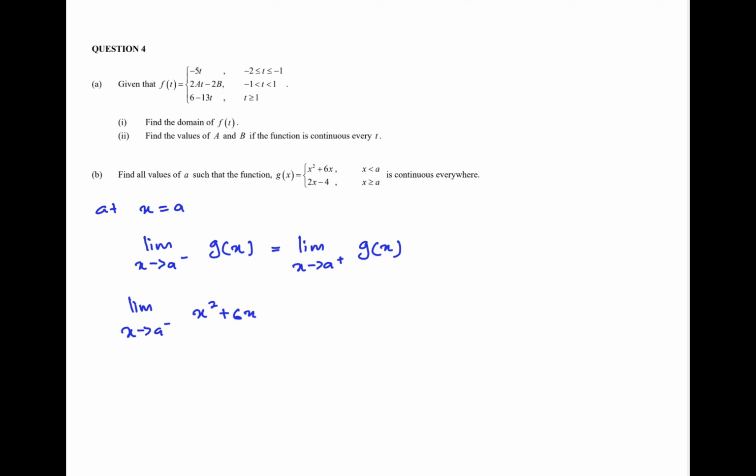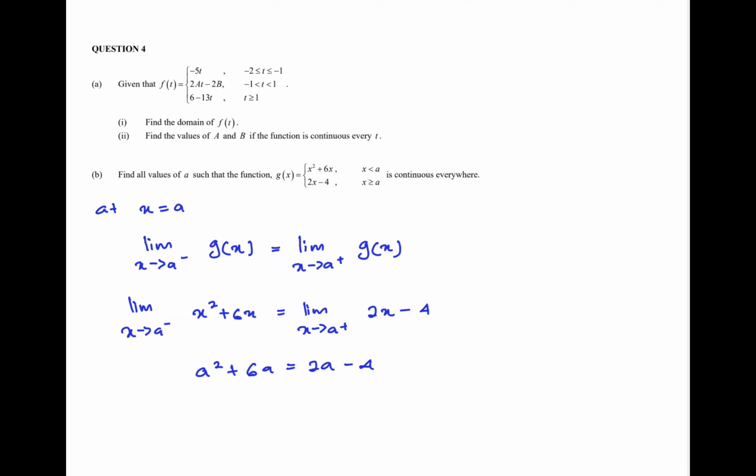For question B, find the value of a such that the function g(x) is continuous everywhere. At the point x equals a, when it is continuous, the limit must be defined. So we can say the limit as x approaches a from the left for g(x) must equal the limit as x approaches a from the right for g(x). The left is x squared plus 6x, equal to the right, which is 2x minus 4. So we substitute the value of a, and you get a squared plus 6a equals 2a minus 4.